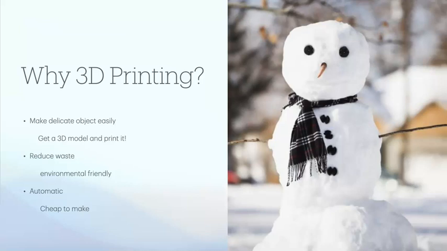So the second is that it reduces the waste material when producing an object. And because 3D printing belongs to a kind of additive method, it uses less material and wastes less than the subtractive manufacturing method, and it's usually an automatic method, so it's pretty cheap to make and it doesn't involve a lot of human costs.